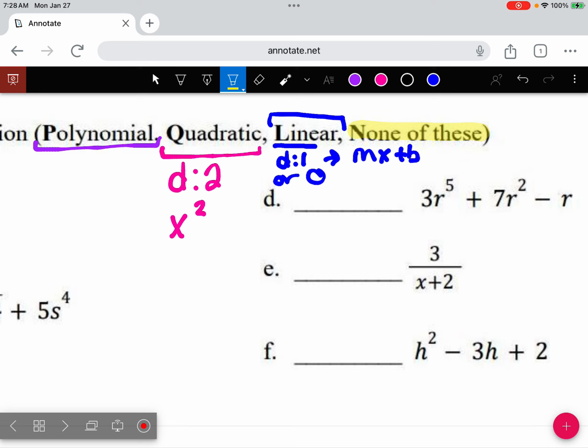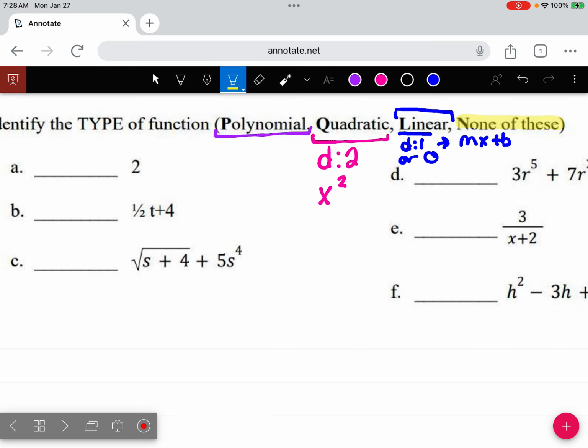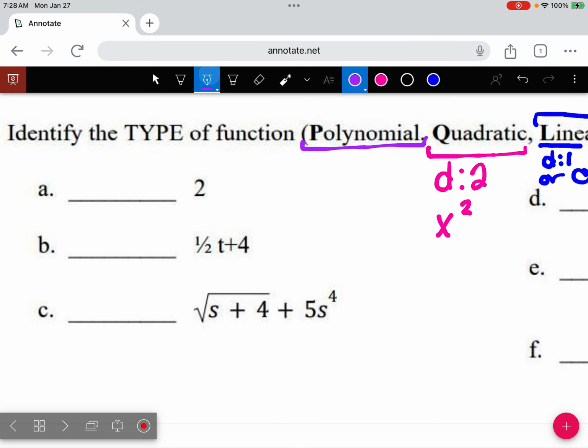Which one? A is linear. Yes, it is. It has a degree of 0. That just means it's a horizontal line. That would be, there we go, L. Degree is 0.